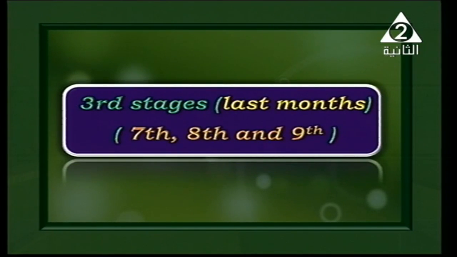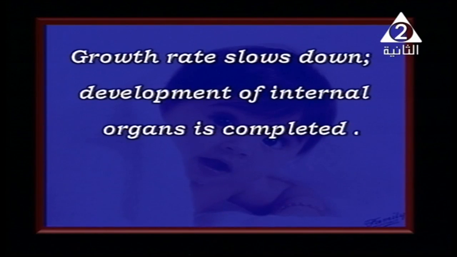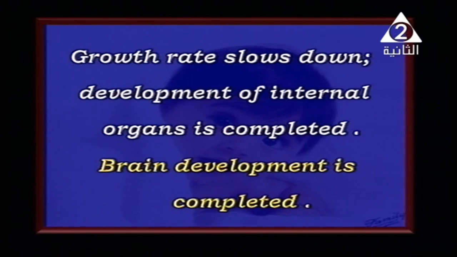The third stage, the last three months, the 7th, 8th, and 9th. What happens by the end of this stage? Growth rate slows down and development of the internal organs is completed, and after that brain development is completed. So the baby, or the fetus, is ready to be delivered.